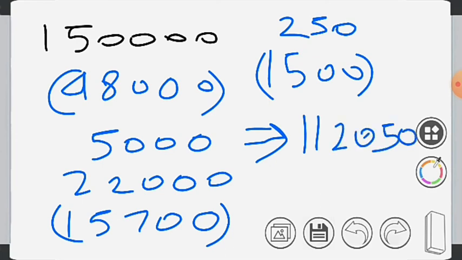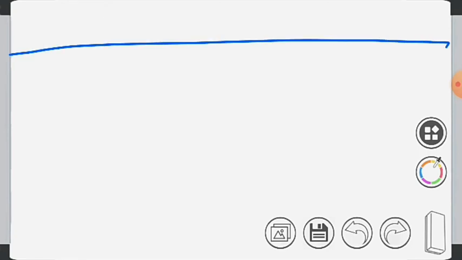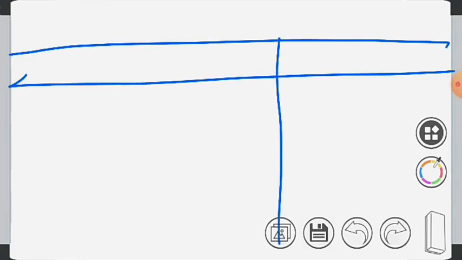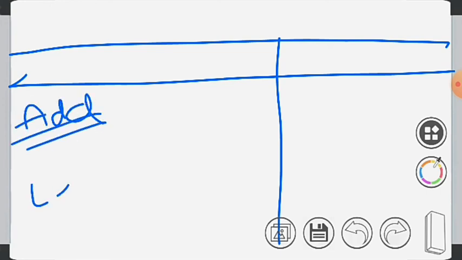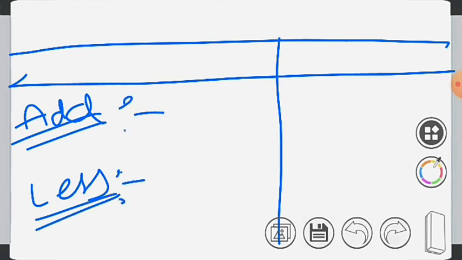Well, in this case, we draw a table, and in this table you have to ascertain the items as add items and less items like this. For your understanding purpose, I am writing it just casually, but you have to follow this type of format.